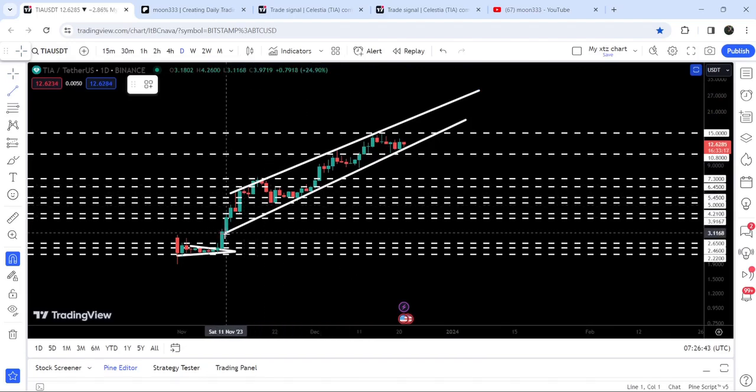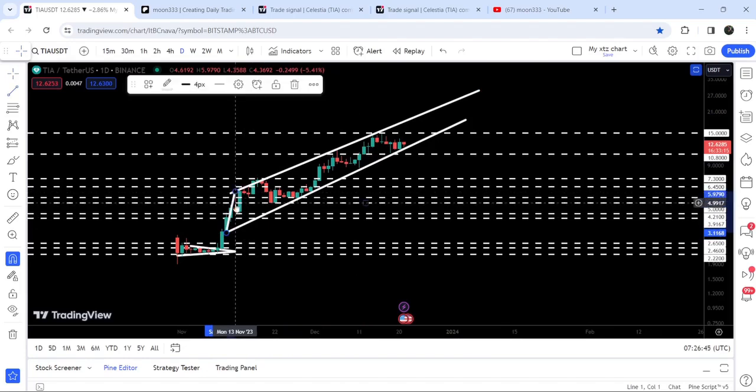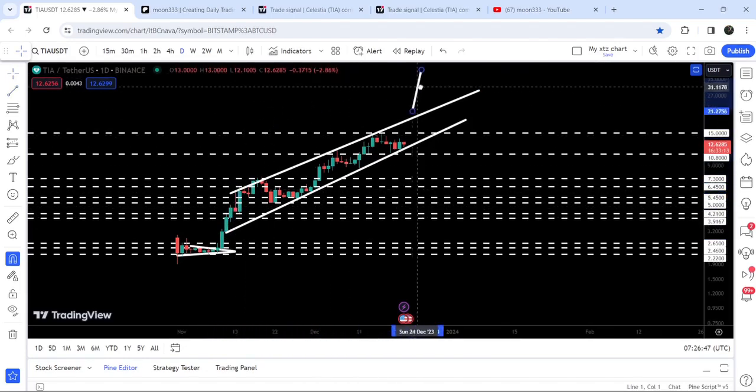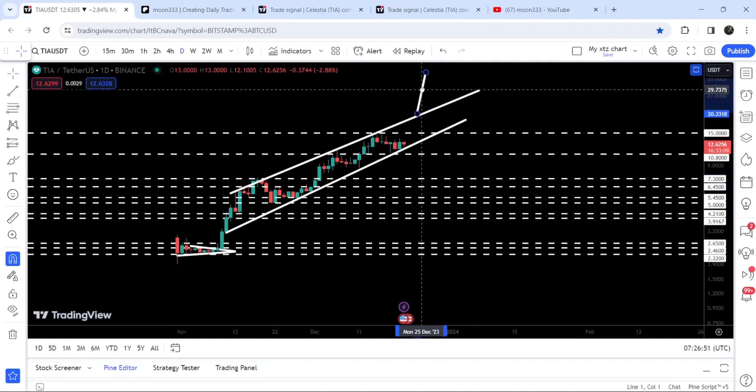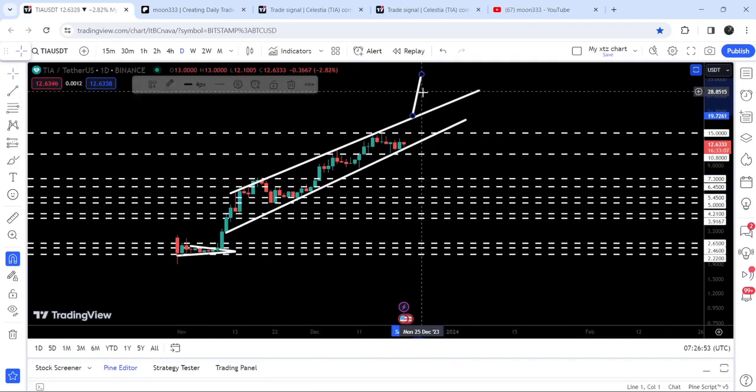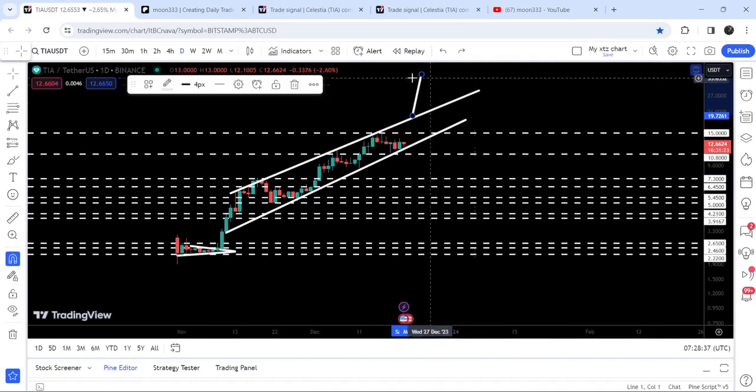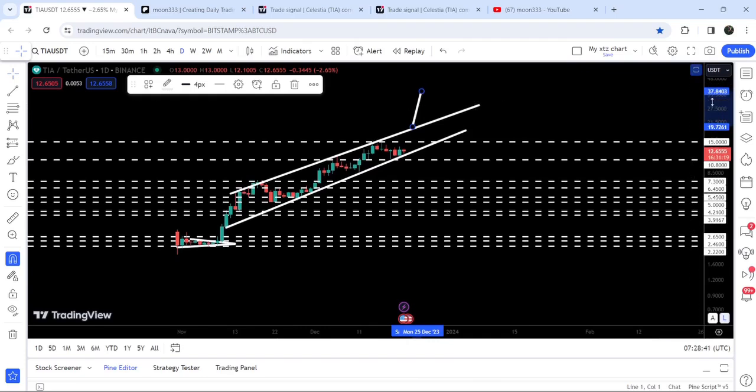Now if we take a look at the target for the breakout, then the target for the breakout from this rising wedge pattern can be here. By the way, it depends on where it will break out. For example, if we have a breakout from here from $19.70, then the target can be here. That will be approximately at $37.80. So this was the update so far.